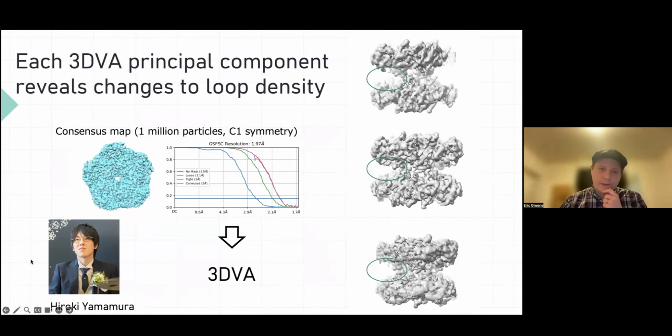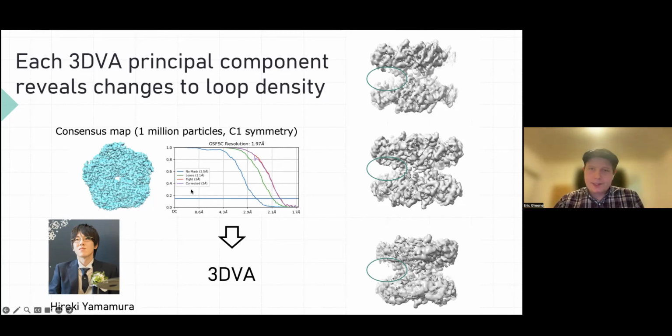So I started this project because we had a huge amount of data, and I wanted to start to mine that for what the conformational space would be. And I've been very fortunate to be working with Hiroki Yamamura. He works for JSR in Japan. He's on kind of a sabbatical there as a scientist to learn cryo-EM with me. He's been with me for about a year and a half now, and has been the primary driver of this project.